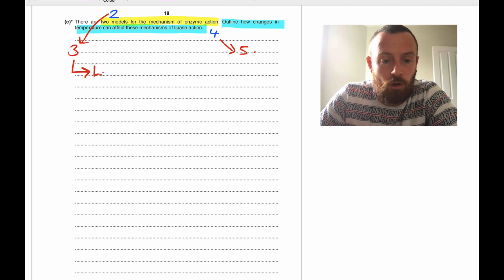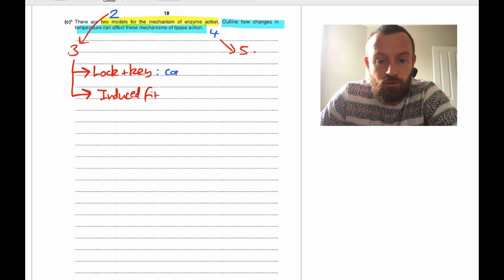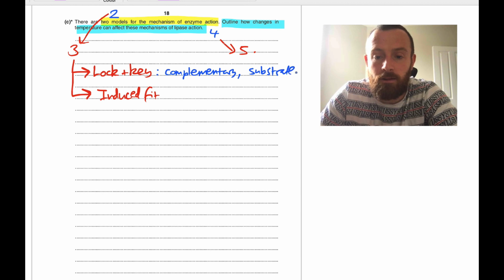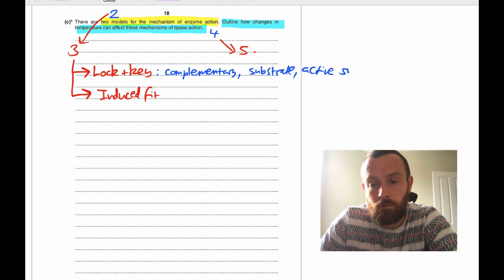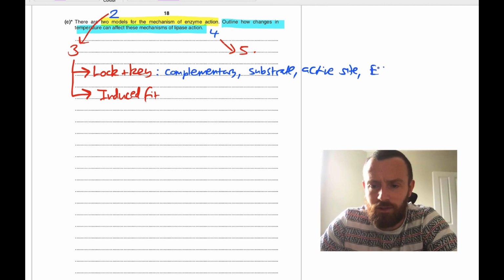Okay, so first of all, we've got lock and key. And then we want to explain that. And then we've got induced fit. And then we want to explain that. We want to use words like complementary. Keywords are so important. Complementary, we want to say substrate. We want to say active site. Enzyme substrate, hang on a minute. Yeah, enzyme substrate complex, ESC, that sort of thing.